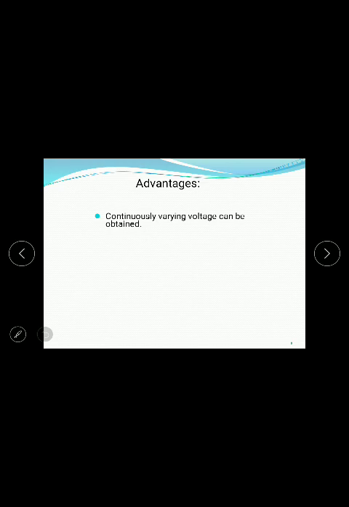Here the advantages of auto transformer: continuously varying voltage can be obtained. It requires less copper. Why less copper? It has a common winding for primary and secondary side. So a common winding for both primary and secondary.